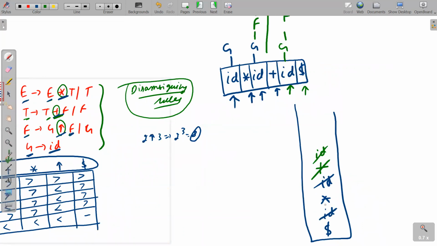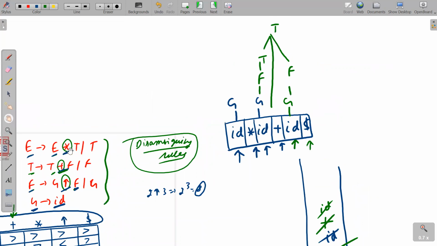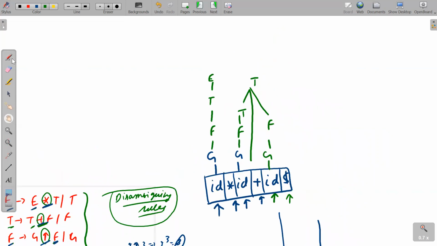Then dollar and star are compared. So obviously star will be popped off. Star popped off means what? E star T to E. We want to construct it. First we should get E here. So G will be reduced to F, F will be reduced to T, T will be reduced to E. Now I will say E star T. See here carefully. Now I will say E star T to E.